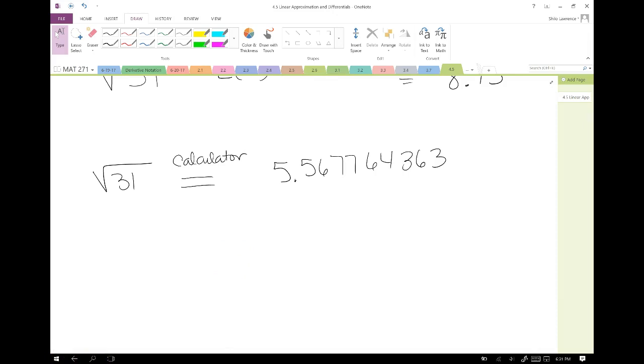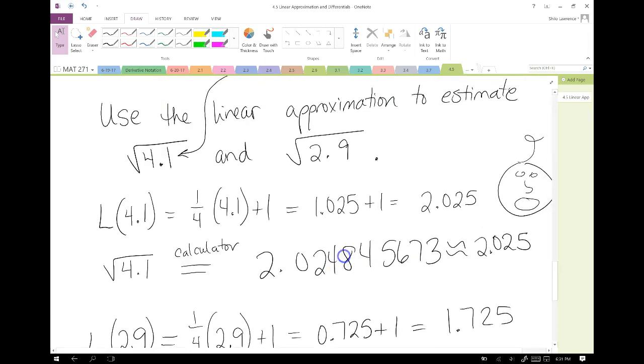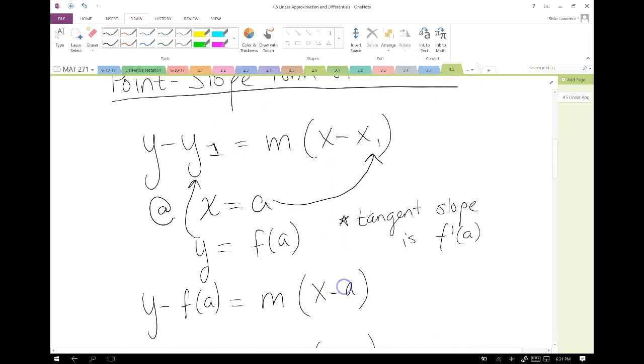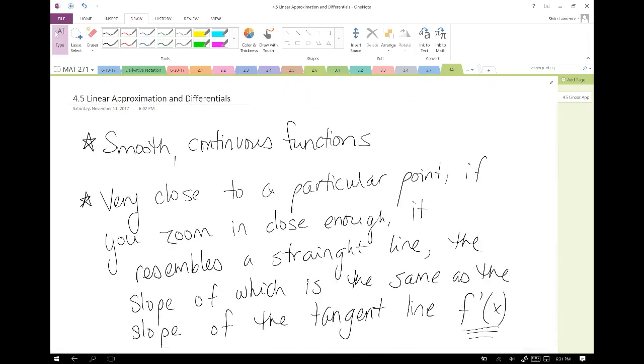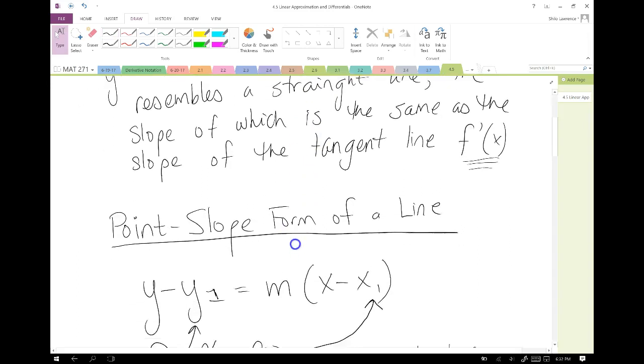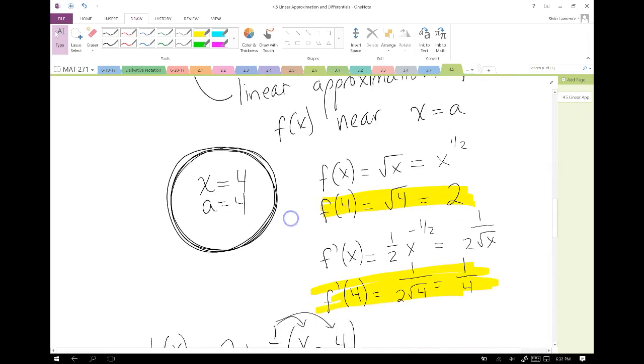And this only works, and I know I've already said it, but this only works for smooth, continuous functions. If your function is not smooth and continuous, then you will not be able to zoom in really, really close and have it look like a straight line. For example, if your function has a hole, or a jump, or an asymptote, or a sharp corner, then you will not be able to zoom in and see a straight line. So it's only for nice, smooth, continuous functions.